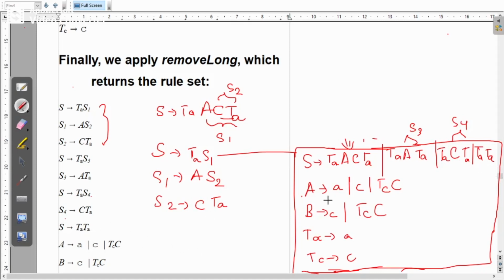So similarly, let us try for the next. A gives here, there are no productions, even in the case of A and B as well as TA and TC, having length more than 2. That is why there is no need to divide these further. So we can write these as they are. So the final grammar will be as shown on the screen.